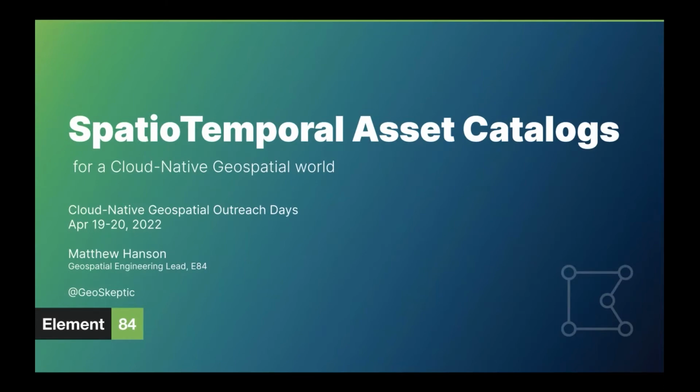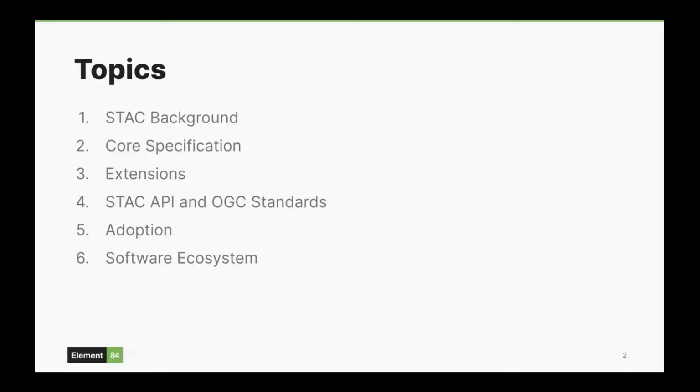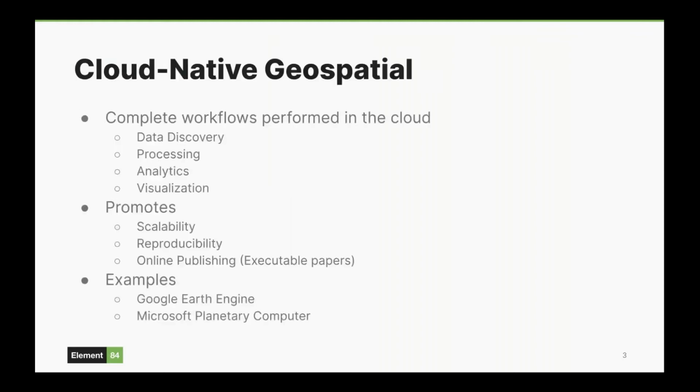Some of you may have actually heard bits of this presentation before. I've given variations on it a bunch over the few years. I'll talk about a background of STAC and the core specification and extensions, and then a little bit about the API, and then I'll just rapidly go through some slides on adoption and the software ecosystem, because a lot of that is being discussed in different lightning talks throughout today and tomorrow.